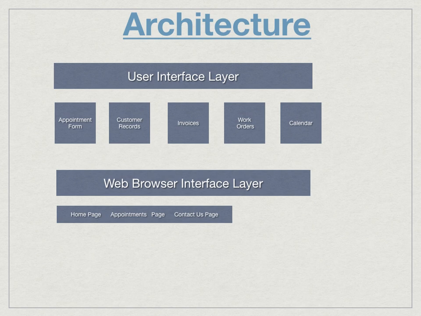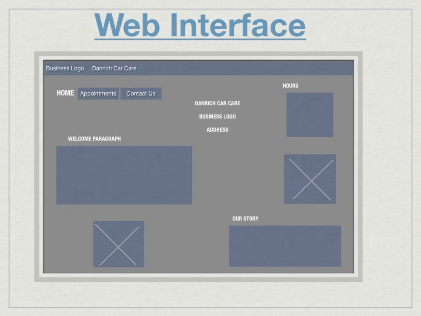Okay, so the architecture of this plan is, you have your user interface, which consists of the appointment form, the customer records, the invoices, the work orders, and the calendar. Those are your physical items. And then your web browser interface has your home page, appointments page, and contact us page. And that's what you'll see at the top of the website. It will be those tabs. So let's take a look at those browser interfaces.